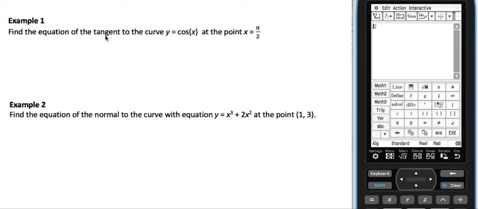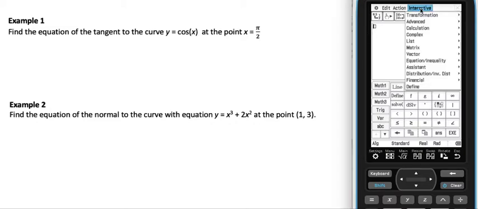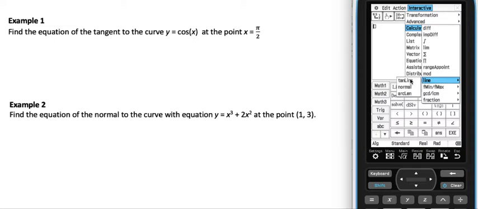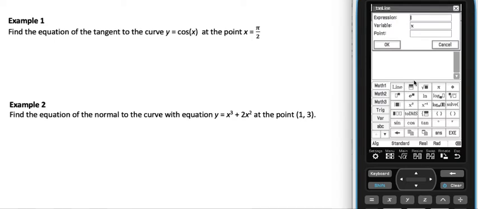It said find the equation of the tangent to the curve y equals cos x at the point x equals pi on 2. So what you're looking for when you do these on the calculator, you've got to hit interactive and then calculation and then line. So interactive, calculation, line. And if it's the equation of a tangent line you're looking for, then you're going to hit tan line. And in here, where it asks for the expression, you type in the right-hand side of your equation, whatever it is that you're going to have to differentiate. So in this case, it's cos x. You don't have to type the y equals though.